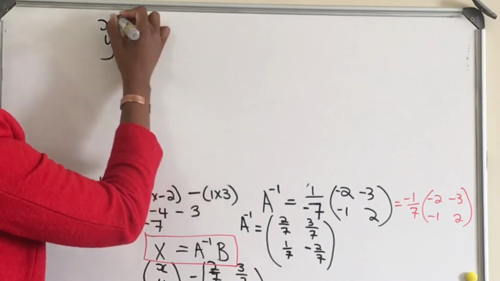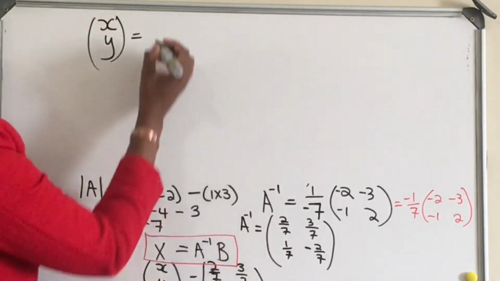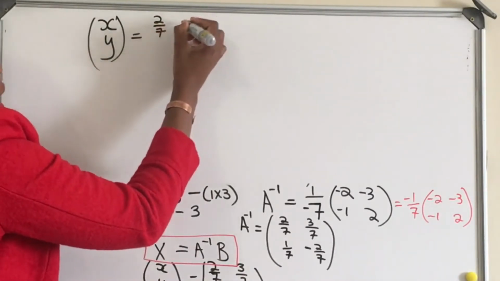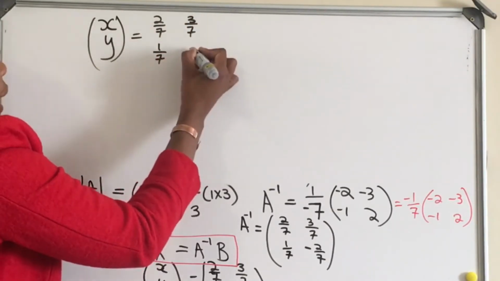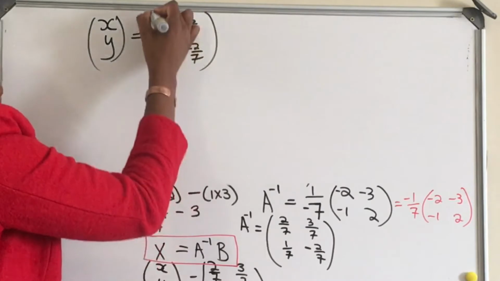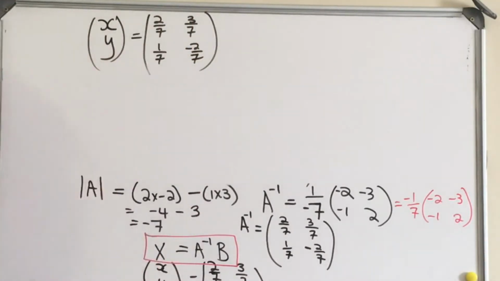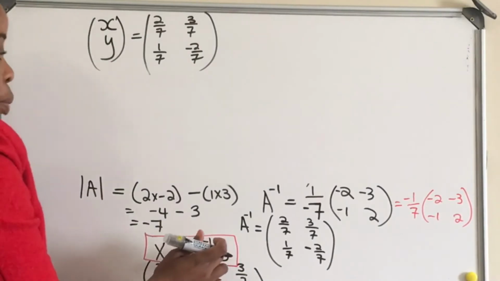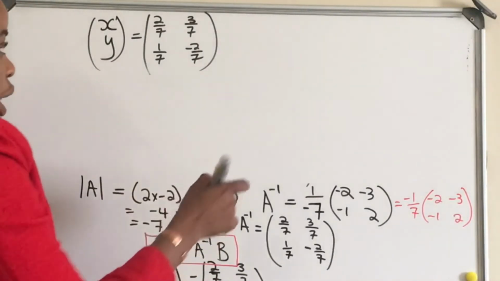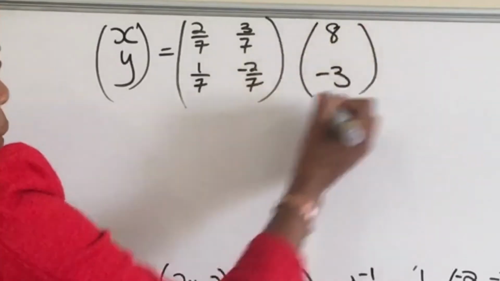We said our inverse was 2 over 7, 3 over 7, 1 over 7, and negative 2 over 7. So we have that as our inverse. Now remember, we need to multiply this with B. And what was B? B was the set containing 8 and negative 3.